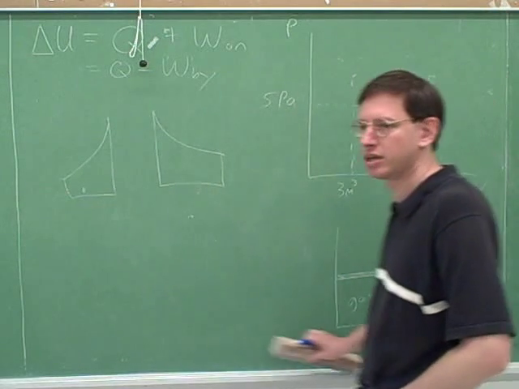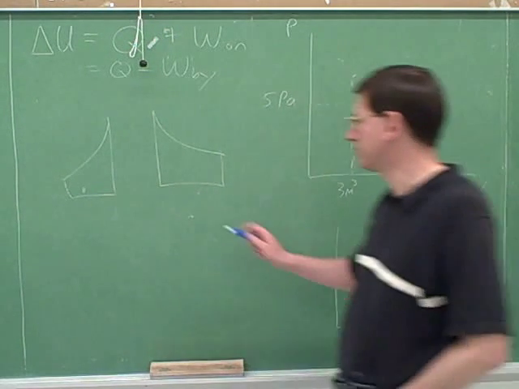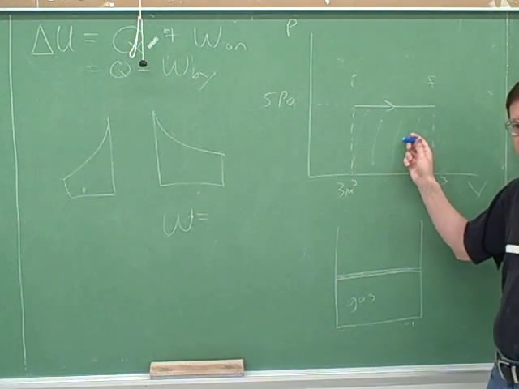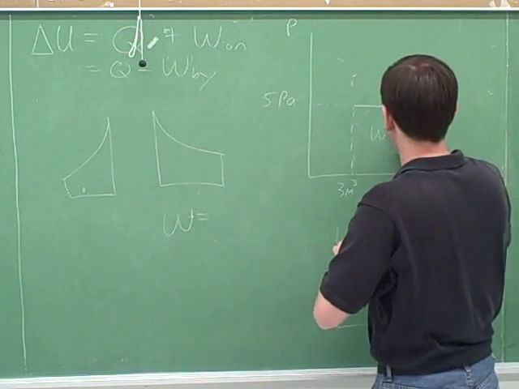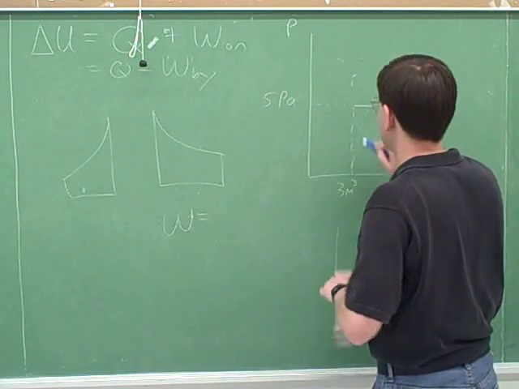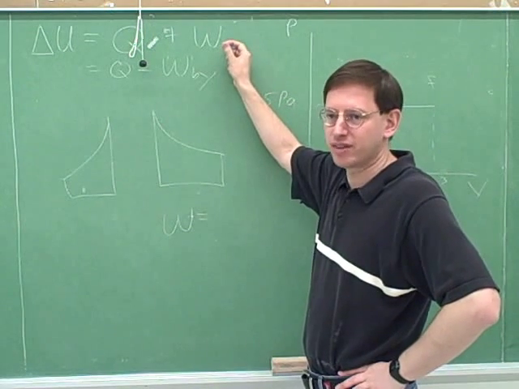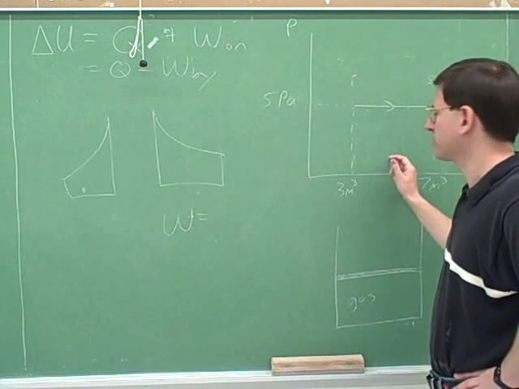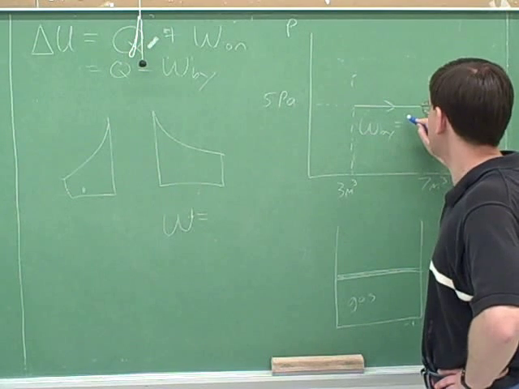So what's the work? What's the numerical value for the work? Well, remember that the work is the area under the curve. And the work is being done by the gas, so it's a negative 20. Now, that depends on which of these two definitions you're using. In this case, is work being done by or on the gas? By. So the work done by the gas is just positive 20.